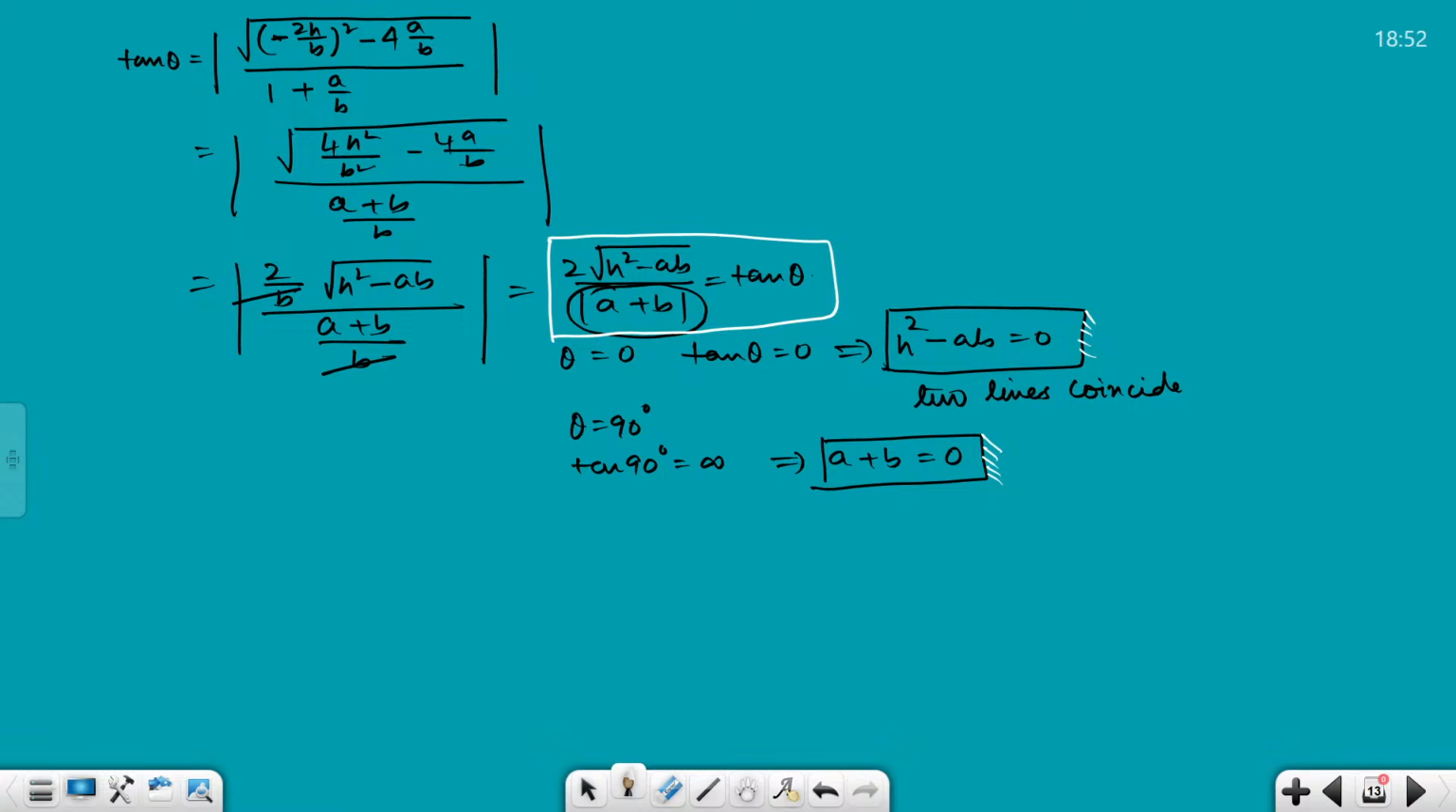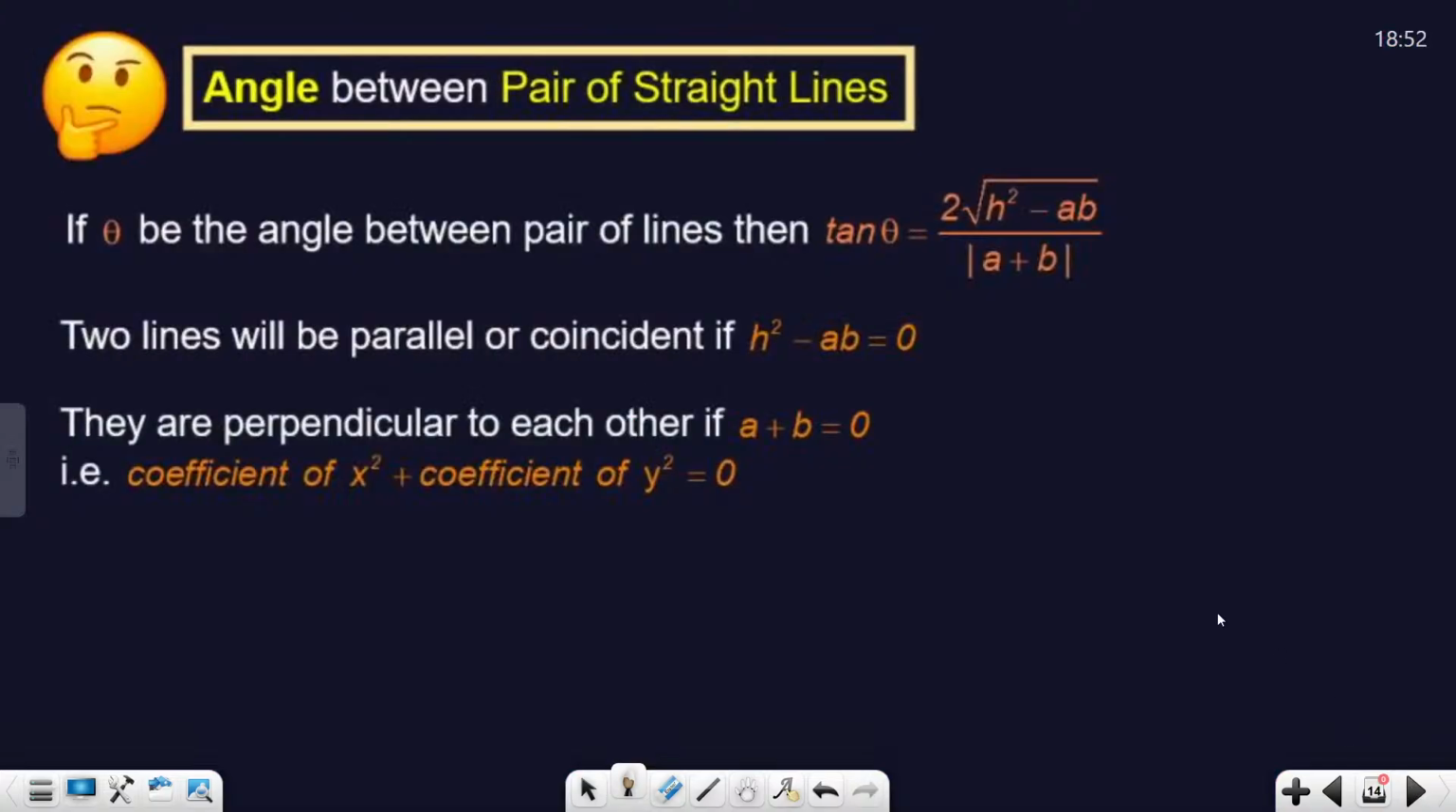Okay? Now, this is exactly what I have summarized over here. Please see this one. I've said that when theta is the angle between the pair of lines, then tan theta gives us this. Two lines will be parallel or coincident when h square minus ab is 0, and they will be perpendicular to each other when a plus b equals 0. That is, coefficient of x square plus coefficient of y square equals 0. That's exactly what we have to remember.